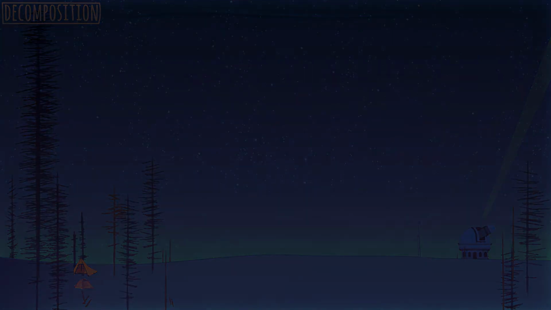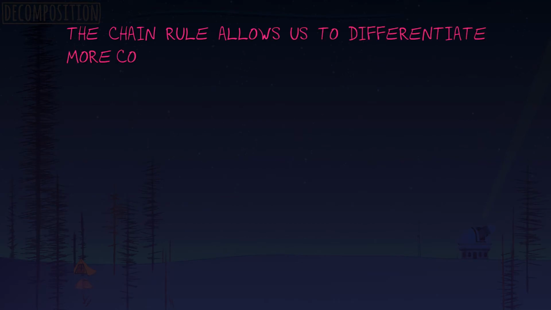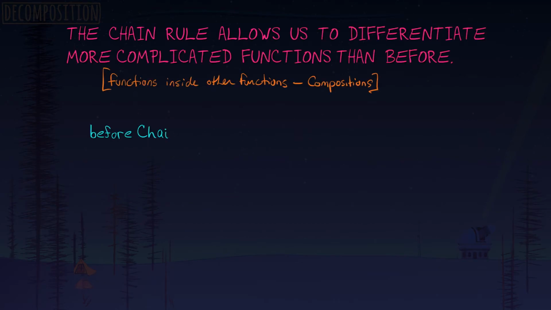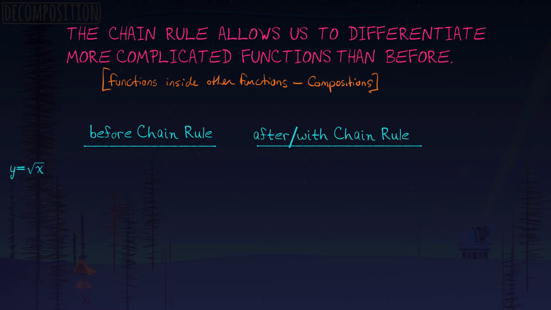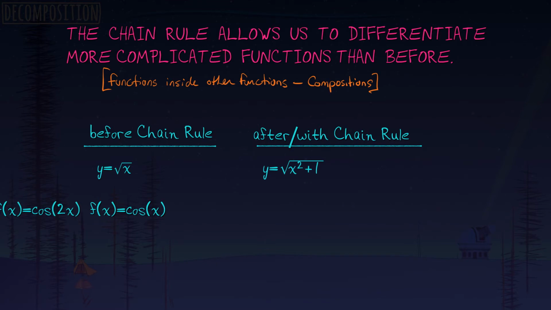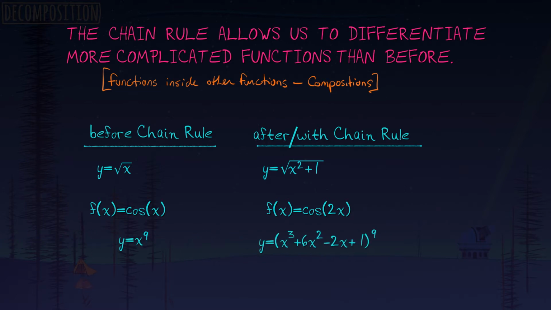So the chain rule is going to allow us to take the derivative of these types of functions. So before, where we might be able to just differentiate y equals the square root of x, now we can differentiate y equals the square root of x squared plus 1. Before we could do cosine x, now we might be able to do cosine of 2x. Y equals x to the 9th, now we could do something like this polynomial to the 9th. Or sine of x, now we could do sine raised to the 4th of 3x squared minus 5.